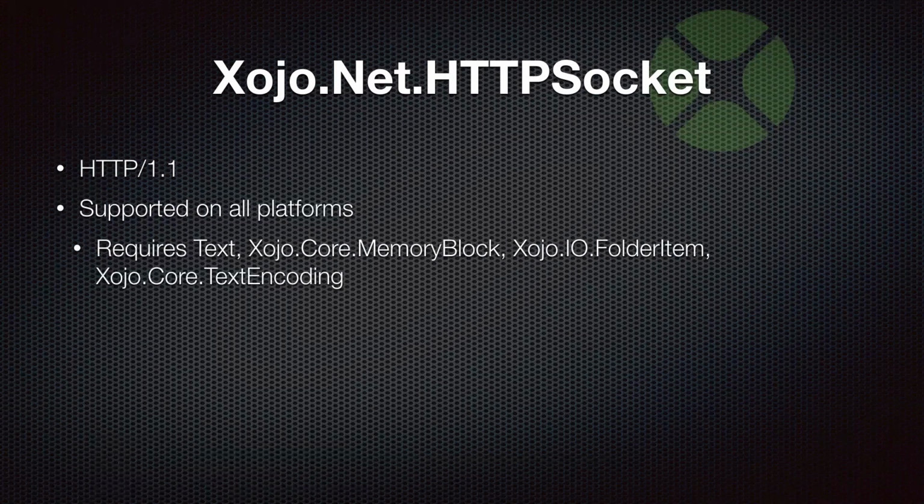It does make use of other related classes and data types. So it does require text. It requires a Xojo.Core.MemoryBlock, Xojo.IO.FolderItem if you're downloading files, and Xojo.Core.TextEncoding if you need to convert binary data to text and back. So all of these companion classes in the Xojo namespace are required to use Xojo.Net.HTTPSocket. This socket also does not have any support for synchronous connections.